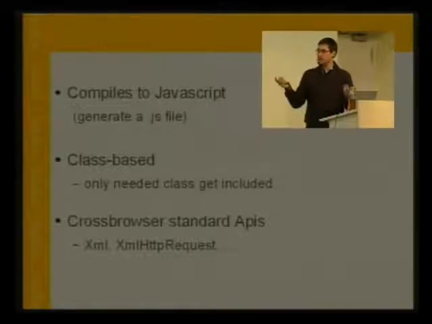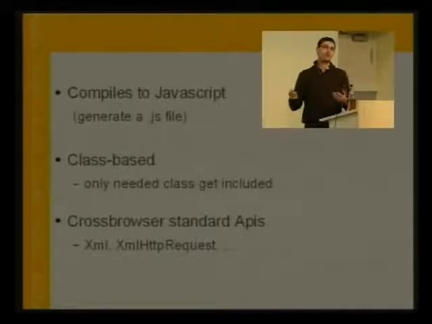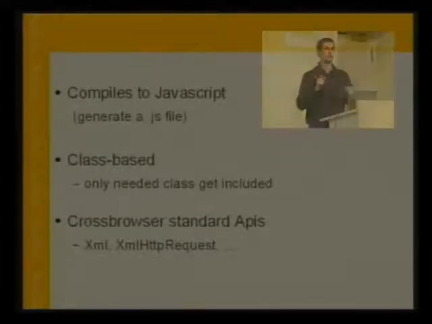And then we have some cross-browser standard APIs for XML, HTTP requests, all these kinds of things that usually have little quirks between the browsers. It's part of the standard library in Haxe, so you can do it whatever the browser you are running on. So let's have a quick look at some example in JavaScript done with Haxe. I'm using something called FlashDevelop to write Haxe content.